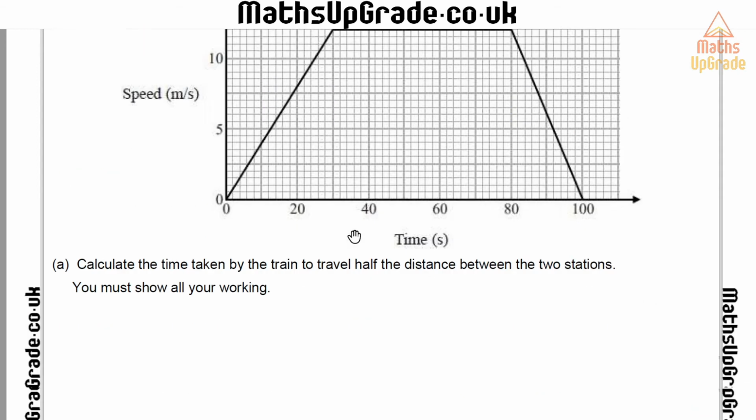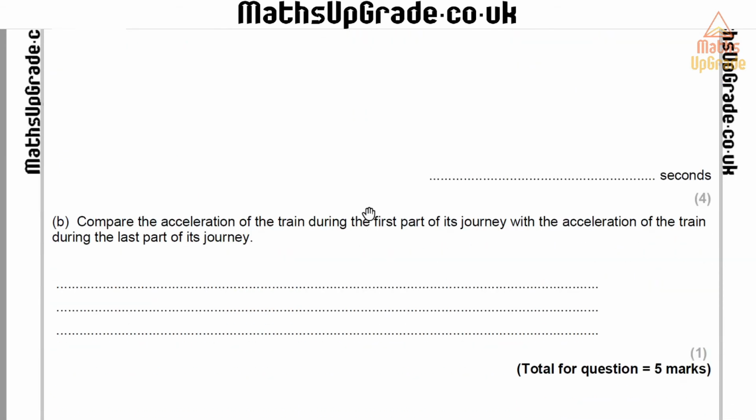So the second part of this question, part B, asked me to compare the acceleration of the train during the first part of its journey with the acceleration of the train during the last part of its journey. Now the acceleration is given by the change in speed divided by time. In other words, it's the gradient of the speed time line segments.